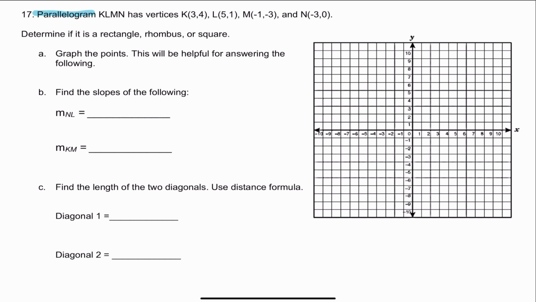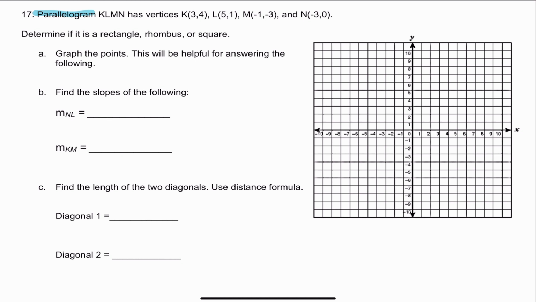It's given, okay? So I don't need to calculate those opposite side slopes, because that's pointless. It's already telling me that this is a parallelogram. What I have to do is determine if it's a rectangle, rhombus, or a square, and the most helpful thing to do is calculate the slopes of the diagonals, and also calculate the diagonals using the distance formula. That's what I'm trying to say.